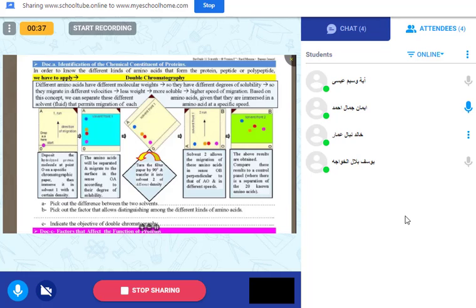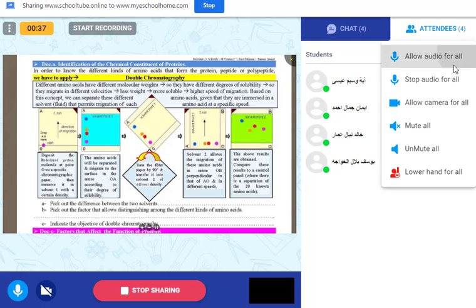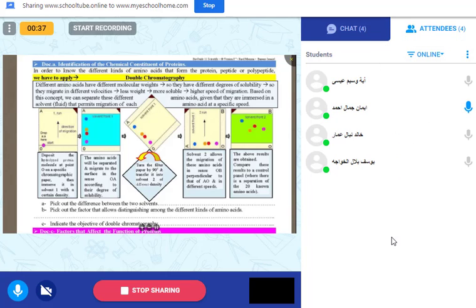Less weight. If they have less weight, they will be more soluble. They will be more soluble, so they will have a higher speed of migration.